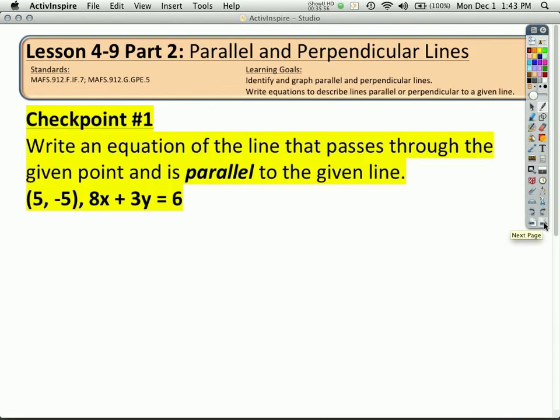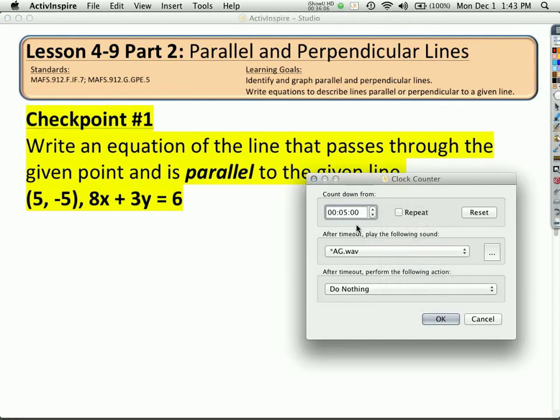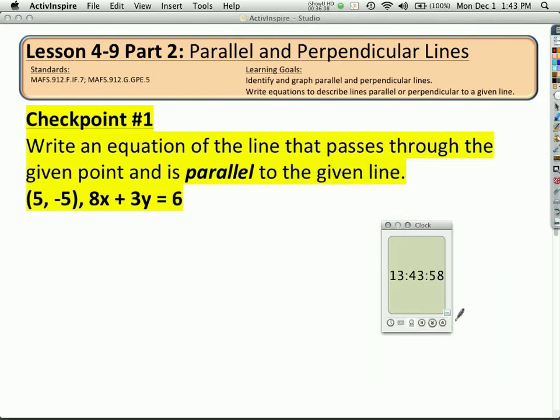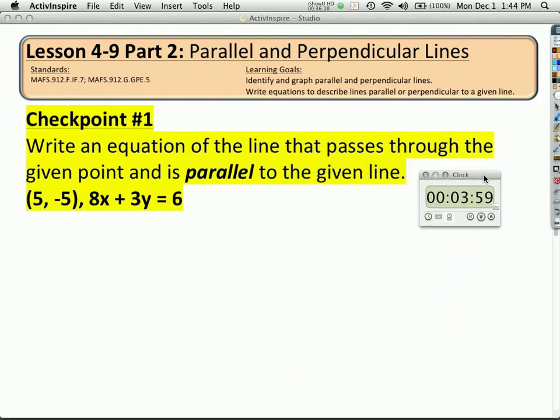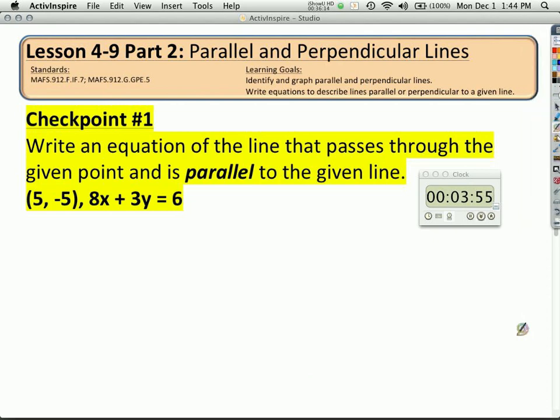Checkpoint number 1. Write me an equation of a line that passes through that point and is parallel to that line. Four minutes on the clock. Good luck. If you have any questions or problems, you let me know. You're more than welcome to talk to a teammate quietly if you need to.